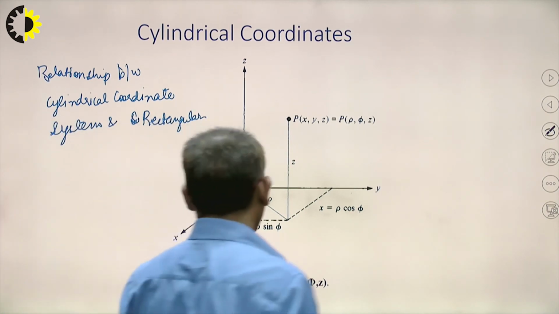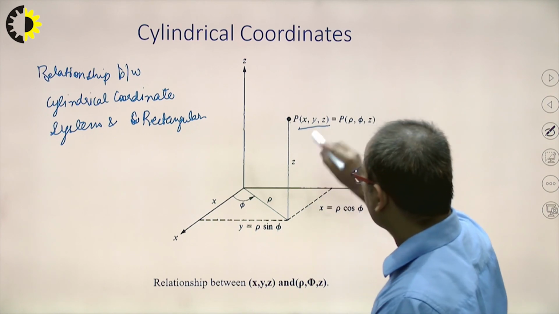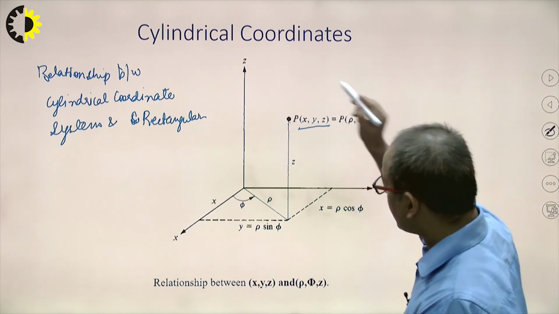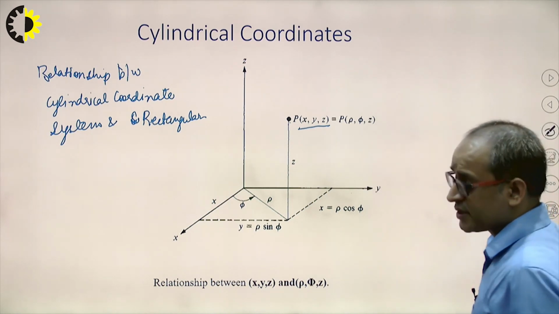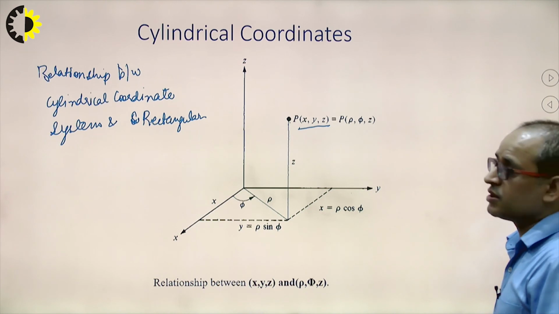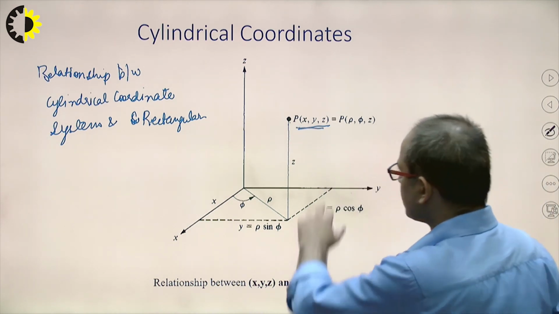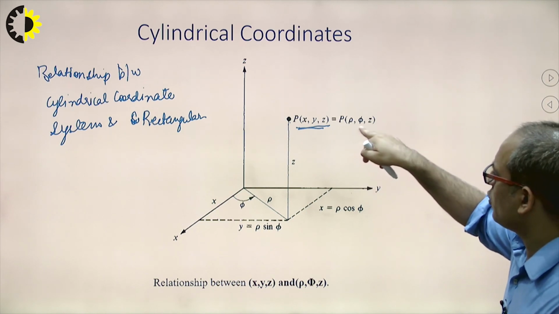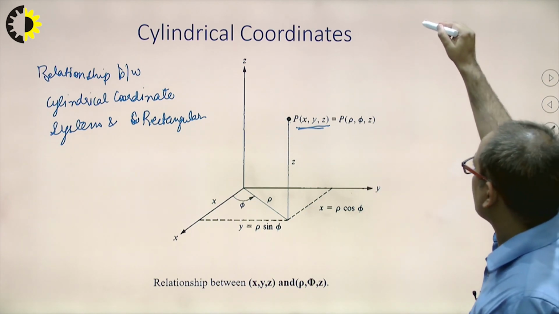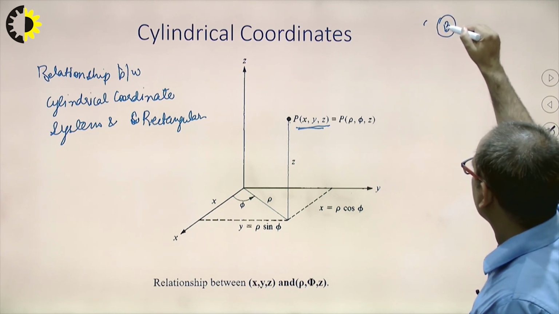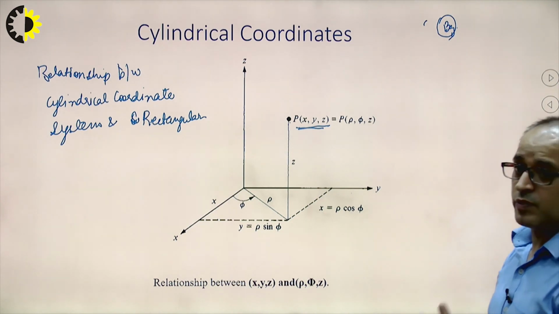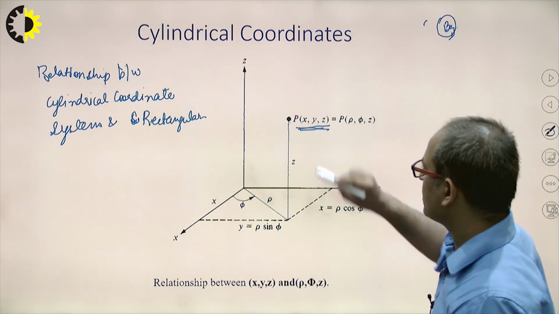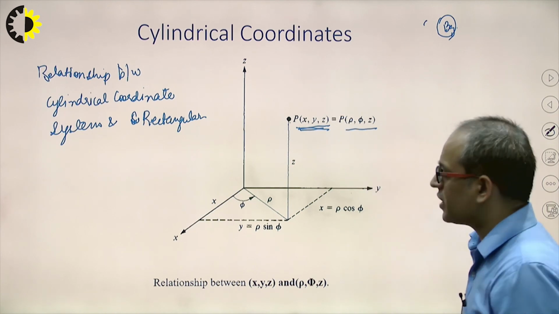Now see, let's say this one is the point P. It represents X, Y, Z. The same point can be represented in the rectangular coordinate system, and this same point can also be represented in the cylindrical coordinate system, that is rho, phi, z. Similarly, the price of this bag can be represented in rupee, in US dollar, or in pound. Similarly, this point can be represented in the rectangular coordinate system and the cylindrical coordinate system.